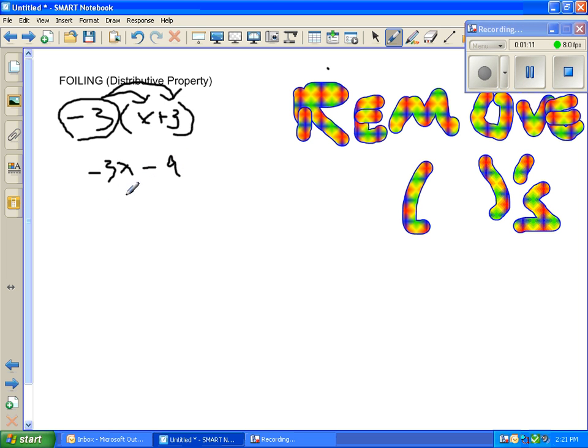-3 times +3 is a -9, so you put -9. And of course you combine these. Oh, no we don't, because they are an x term and a number term. So that's it. That's nice and easy. That's the distributive property in a nutshell. All right, now what I'm dealing with is foiling.